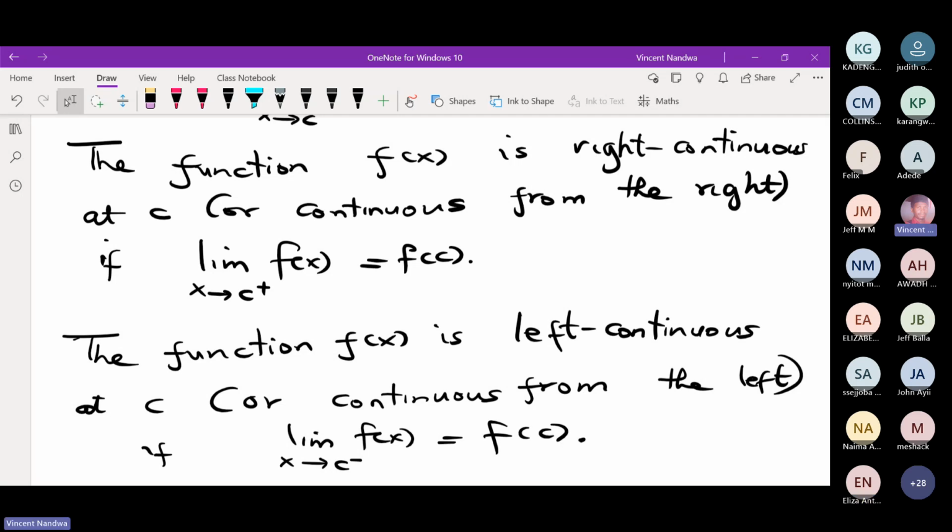Please note that when you write c and on top of c a plus, we don't mean that this one is plus c and this one is minus c. Plus simply means from the right-hand side, minus means from the left-hand side. But c remains a c the way it is defined in the problem. So I will draw a sketch to illustrate what we mean by these terms: continuous at c, right continuous at c, and left continuous at c.